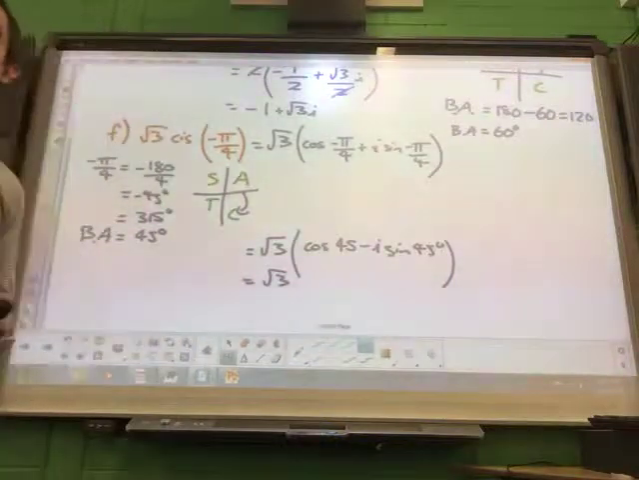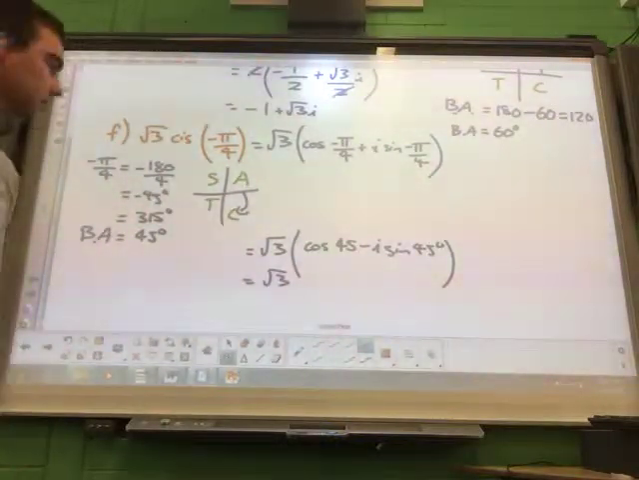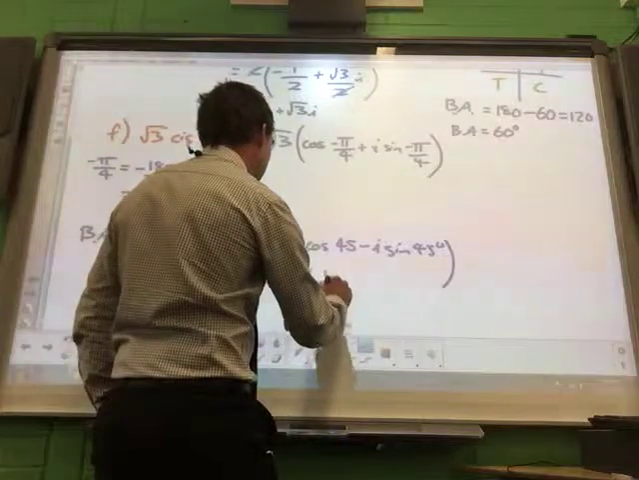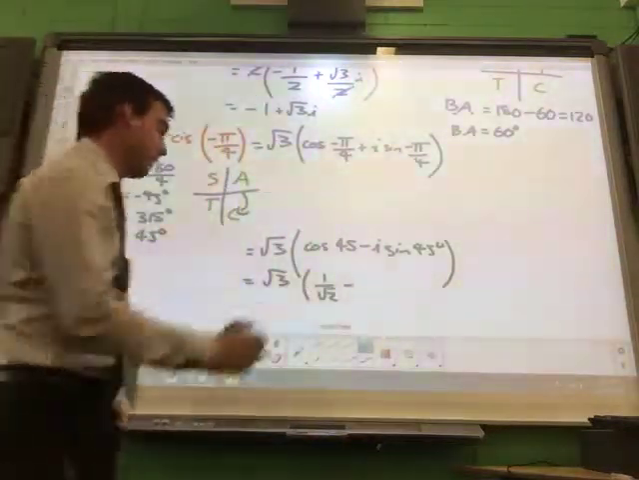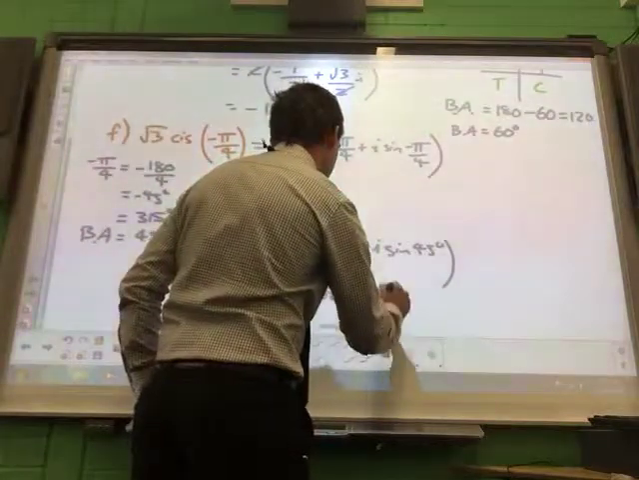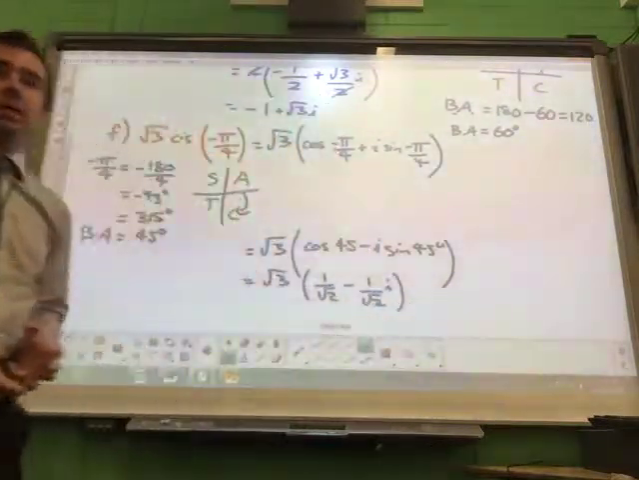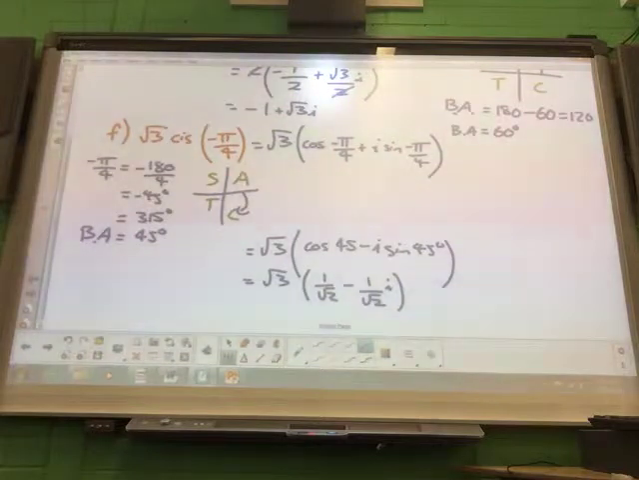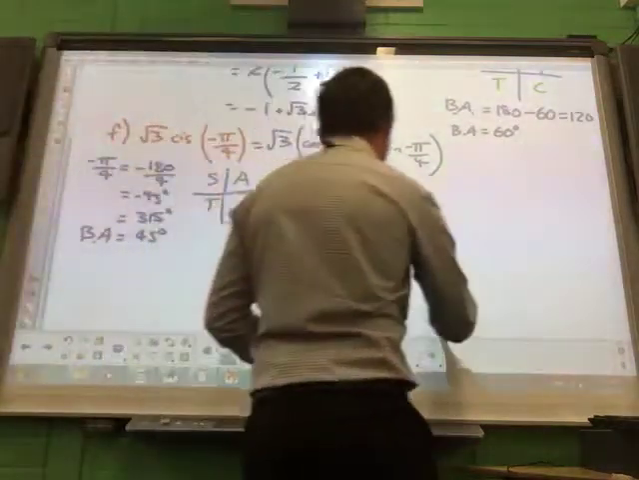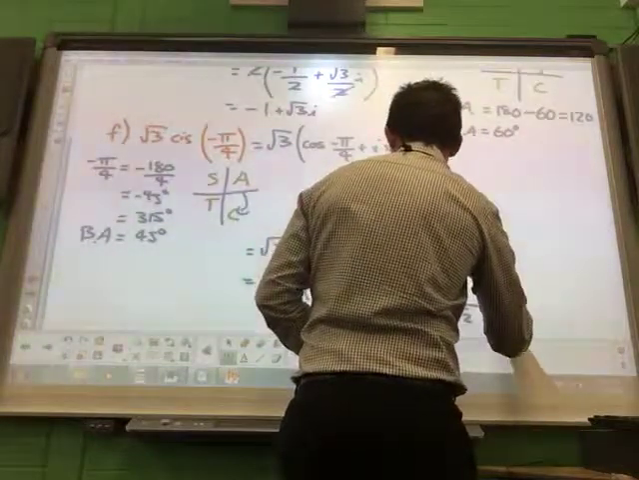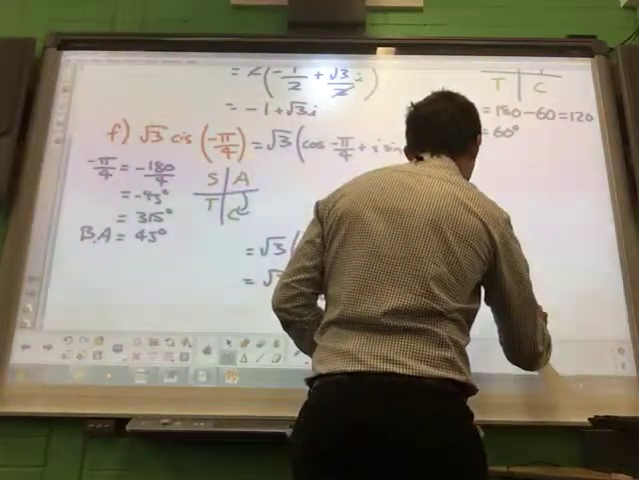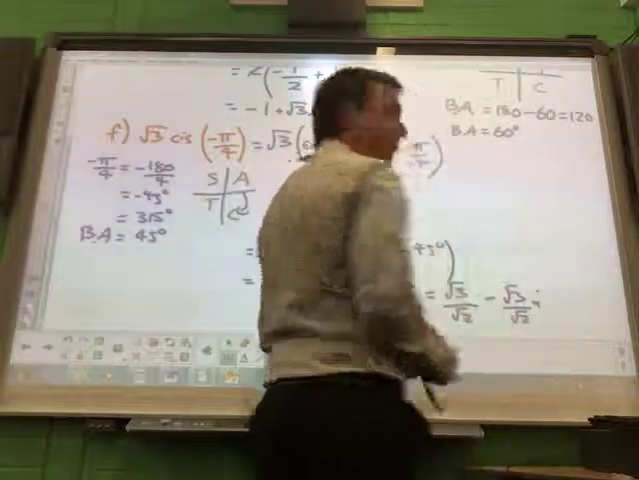But cos of 45 is 1 on root 2 and sine of 45 is also 1 on root 2. Don't forget that's i, so you can't just say 1 over root 2 take away 1 over root 2, because you've got a real and an imaginary part. So it equals root 3 on root 2 take away root 3 on root 2 i.